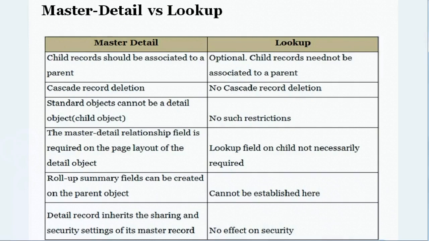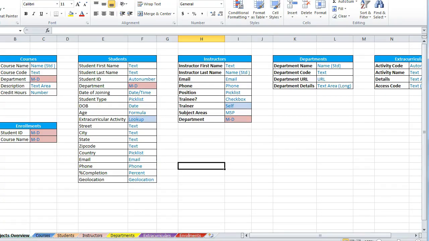Perfect. So now that we know the difference between master detail and lookup and the basic characteristics of a master detail relationship, let's go ahead and take a look at our data model and see which is a master detail relationship here. Basically this one, that is the relationship between an instructor and departments. Meaning every instructor is associated to a department. However, one department will have many instructors, obviously, right? So this is the relationship between an instructor and a department.